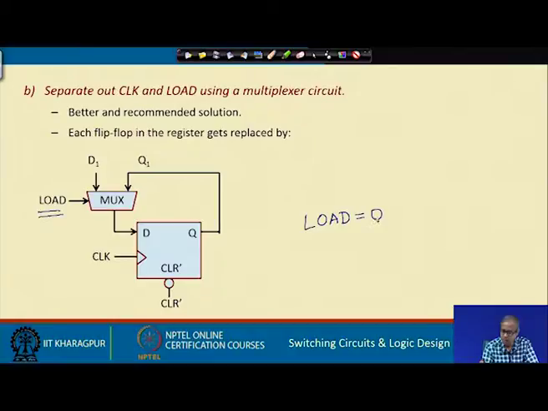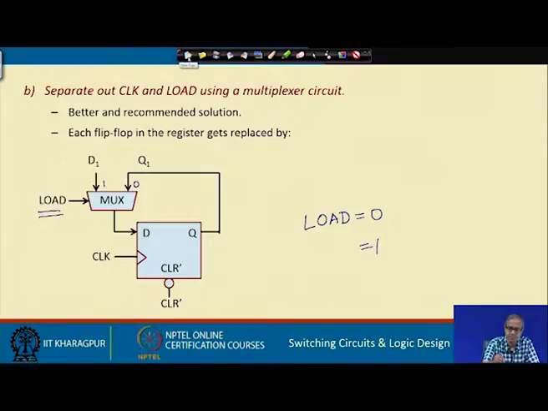So, when load is 0, whatever is getting stored, I select that as the 0 input of the multiplexer. When load is 0, this Q1 will get selected and come to D. So, the same value will get stored. No change. But when load equal to 1, I want to load the external data D1 which is coming. So, this will be the 1 input of the multiplexer. When load is 1, D1 will come in and D1 will get stored.